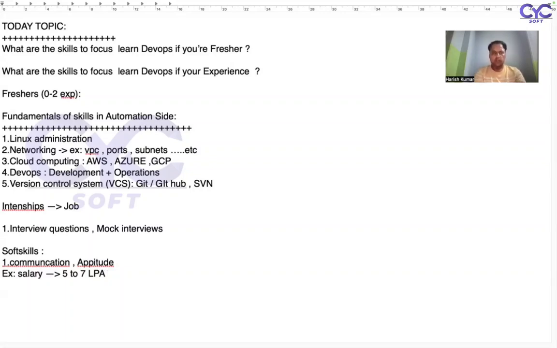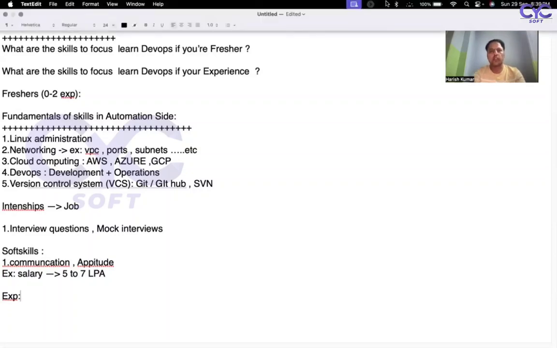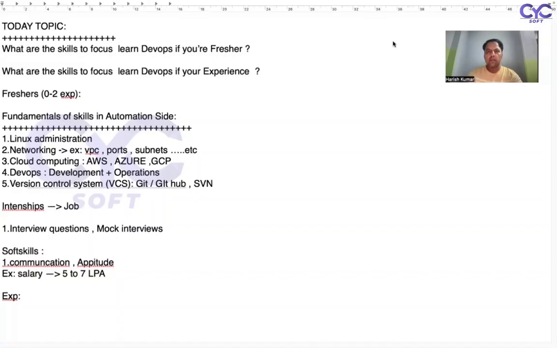Now coming to experienced people. If you're working as an experienced person, what I'm telling here is, those who are moving from IT to non-IT, those who want to go with some internship progress, those who are working with internship progress, definitely we are trying to go as per your norms.